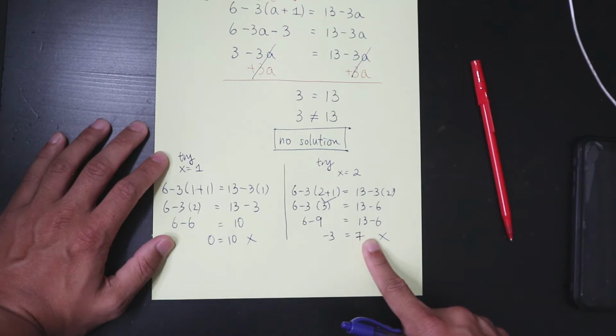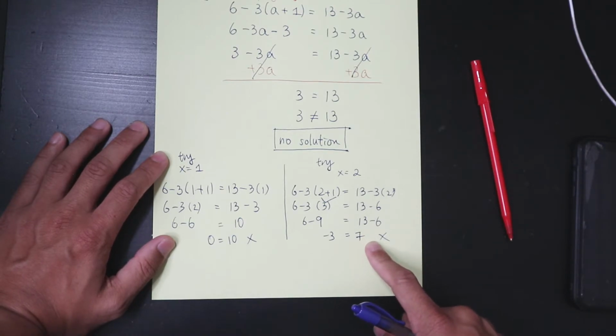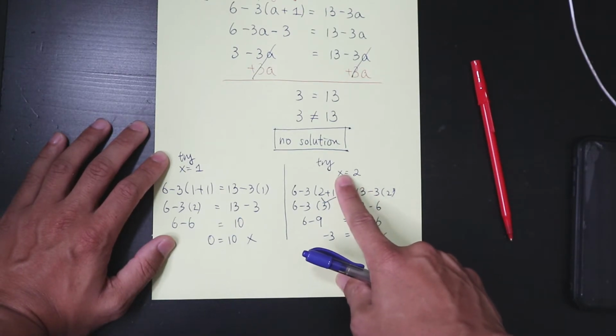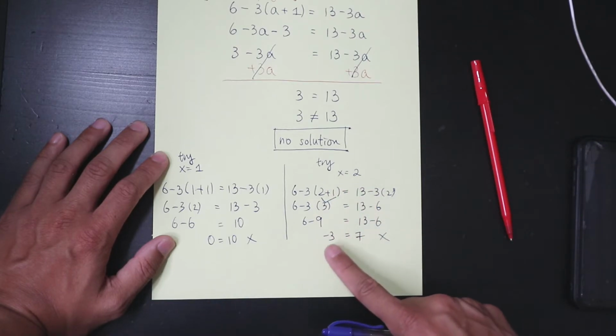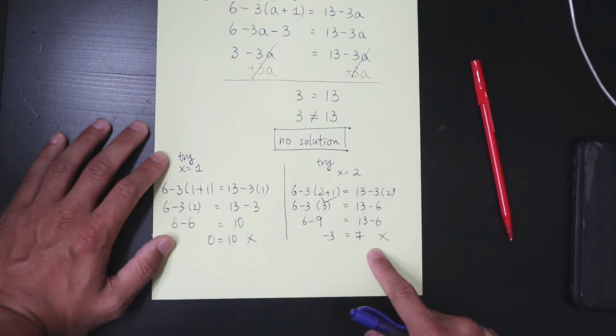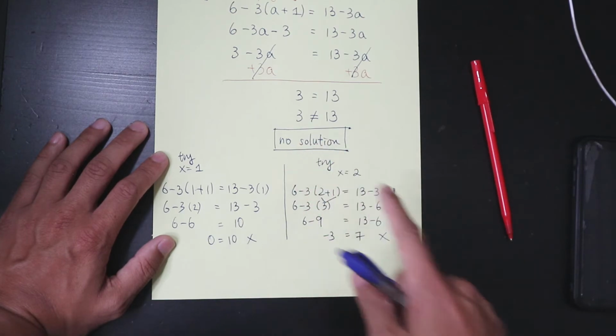And you can repeat this process 100 million times. You're not going to find an answer or number that would make the left side equal to the right side. They would never be equal. So that's why it's no solution.